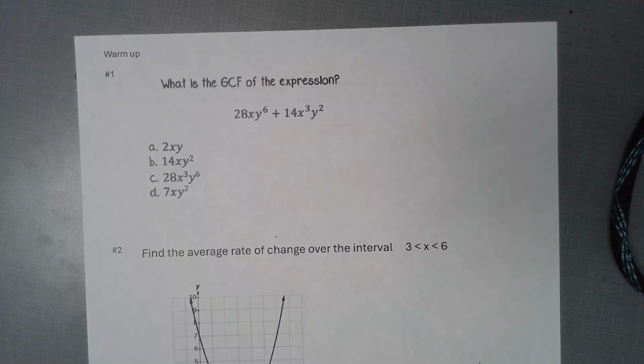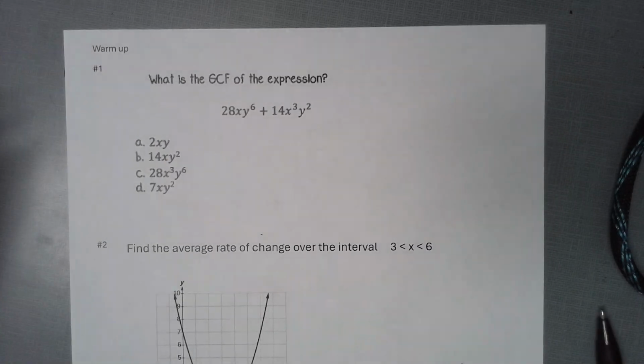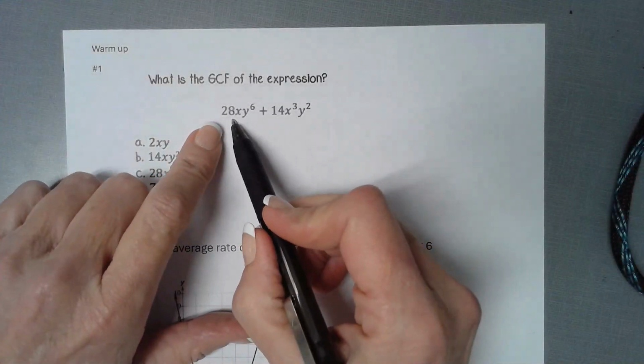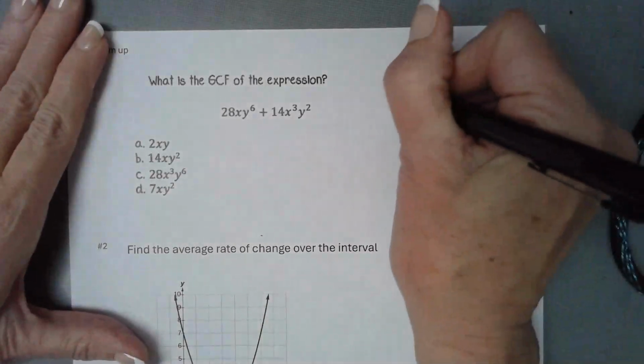Okay, folks. First problem is from last week. We're getting into factoring this week, and we started with factoring by the greatest common factor method. So we need the GCF, greatest common factor, between these two terms. We've got a 28 and a 14. I'll show you the long way to do this.